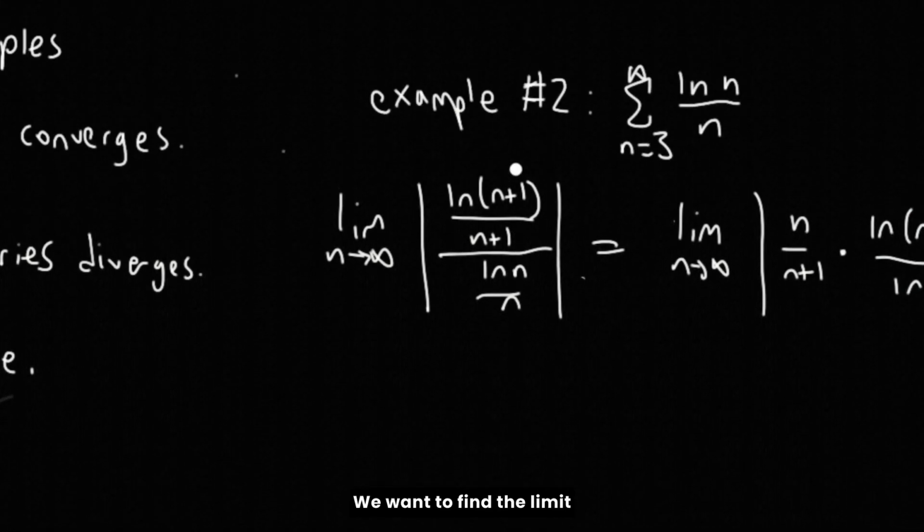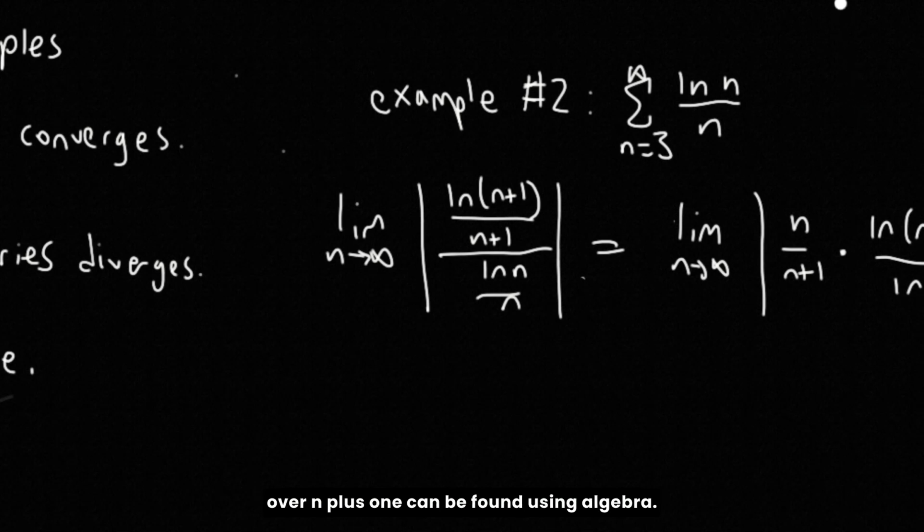We want to find the limit as n approaches infinity of this, and it looks a little confusing, but using algebra we can find this pretty easily. So the limit as n approaches infinity of n over n plus 1 can be found using algebra. n over n plus 1 is merely 1 over 1 plus 1 over n, and if n approaches infinity, then you'll have 1 over 1 plus 0. So this basically becomes 1 over 1, or 1.